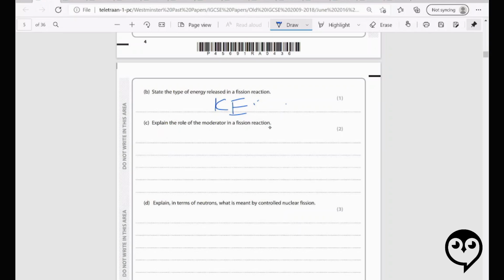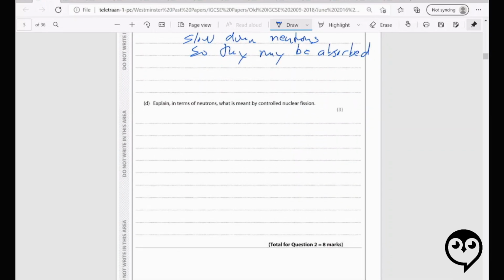The role of the moderator in the fission reaction. It slows down neutrons so they can be absorbed by our fuel, okay? And then the fission process happens. Explain in terms of neutrons what is meant by controlled nuclear fission. Sometimes there'll be a question like this, and it'll be to talk about a chain reaction. This is about controlled nuclear fission, okay?